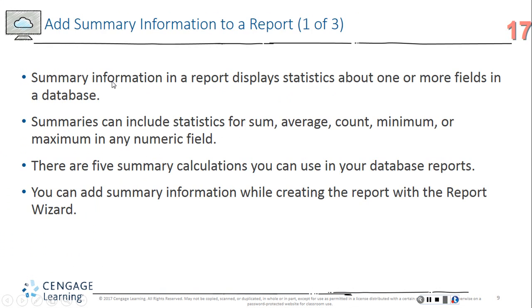Alright, so adding summary information to a report. Summary information in a report displays statistics about one or more of the fields in a database. You can use something like a sum, average, count, minimum, or maximum in any numeric field. There are 5 summary calculations that you can use in your database reports, and you can add summary information while creating the report within the report wizard.